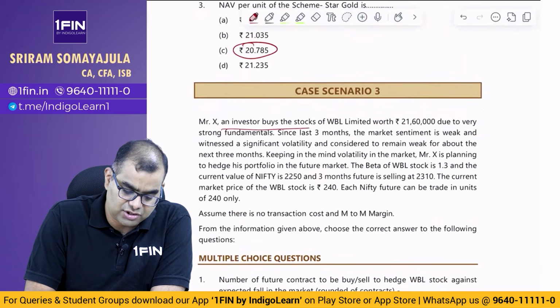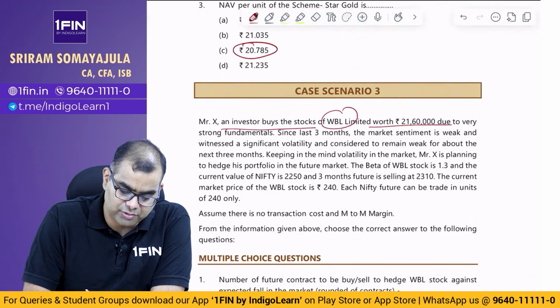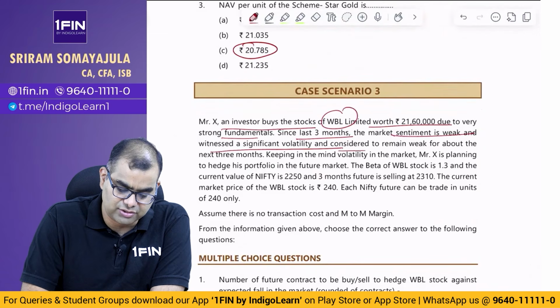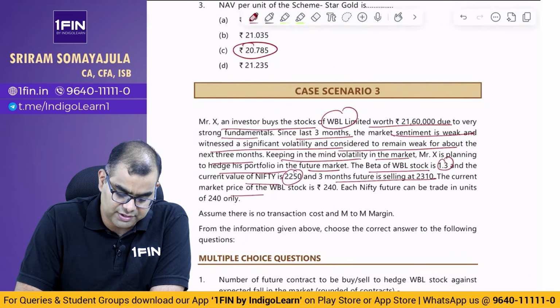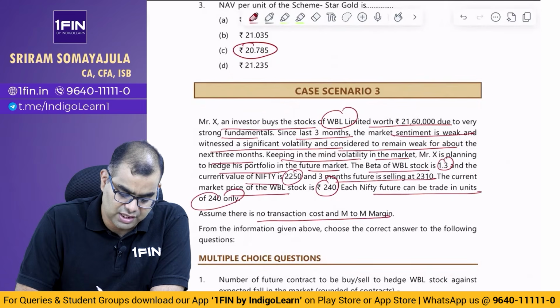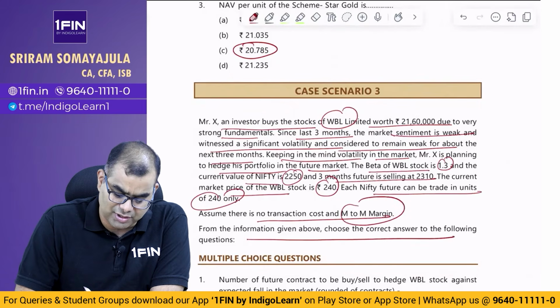Mr. X, an investor, buys stock of WBL Limited worth 21.6 lakhs due to very strong fundamentals. Since the last 3 months, the market sentiment is weak and has witnessed significant volatility and is considered to remain weak for about the next 3 months. Keeping in mind volatility in the market, Mr. X is planning to hedge his portfolio in the futures market. The beta of WBL stock is 1.3 and the current value of Nifty is 2250 and 3-month future is 2310. Current market price of WBL is 240. Each Nifty can trade in units of 240. Assume there is no transaction cost. From the information given above, choose the correct answer. There is no transaction cost and mark to market margin also.